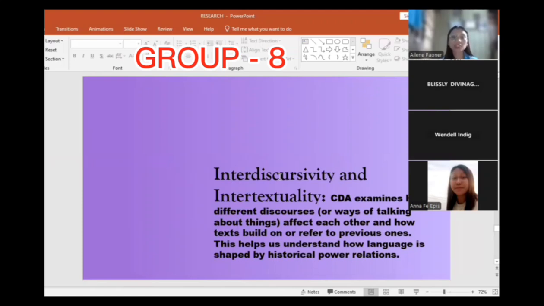Interdiscursivity and intertextuality. CDA examines how different discourses or ways of talking about things affect each other and how texts build on or refer to previous ones. This helps us understand how language is shaped by historical power relations.